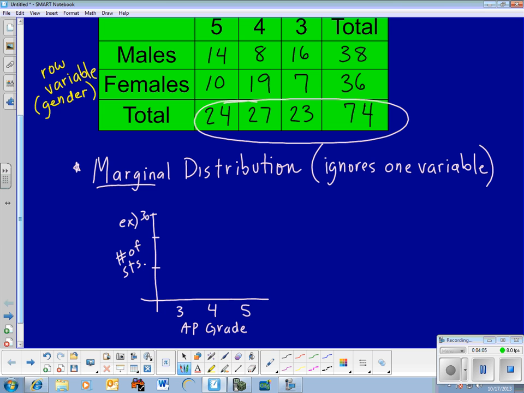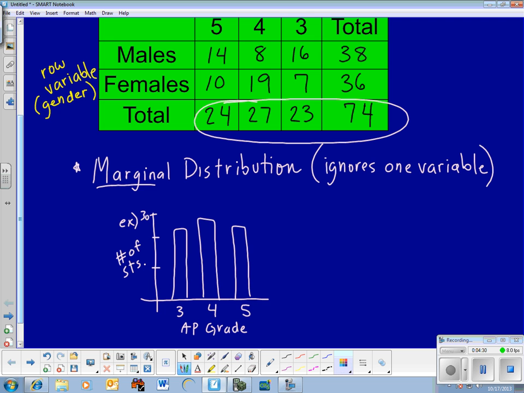I have 23 3s, and I have 27 4s, and 24 5s. So there's an example of a marginal distribution. If you look at this graph and you look at those numbers, gender is nowhere included in that breakdown. This just tells you, how did my 74 students do on the AP exam?